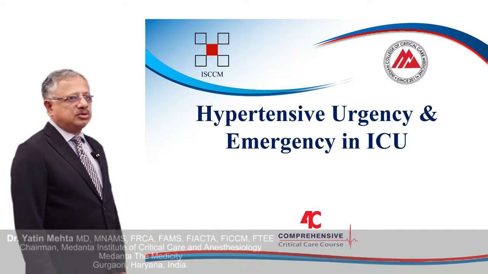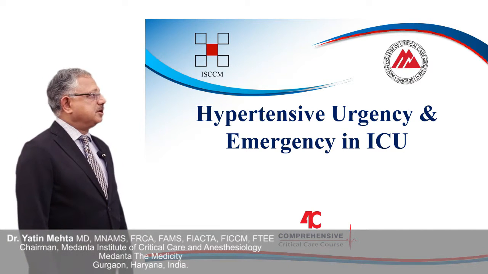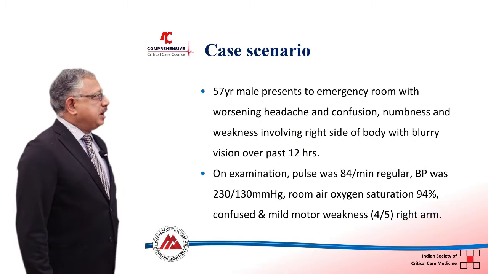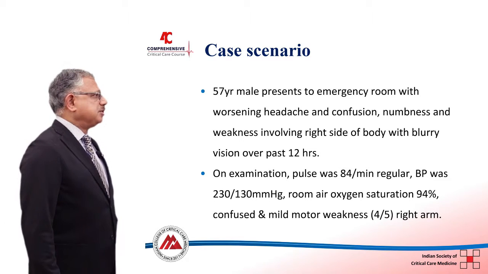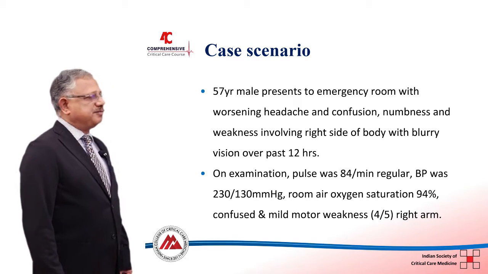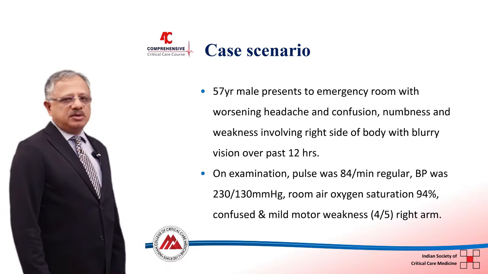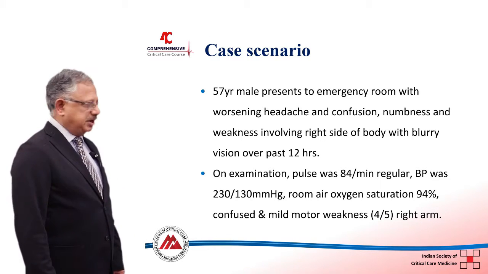I'm going to talk about hypertensive urgency and emergency today. Well, we had a 57-year-old male. He came to the ER with worsening headache and confusion, numbness and weakness involving the right side of the body, with a bit of blurring of vision for the last 12 hours.